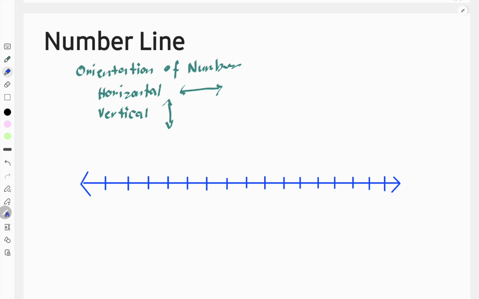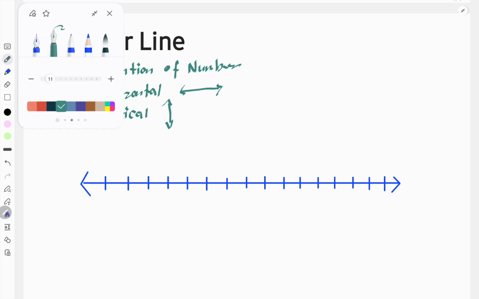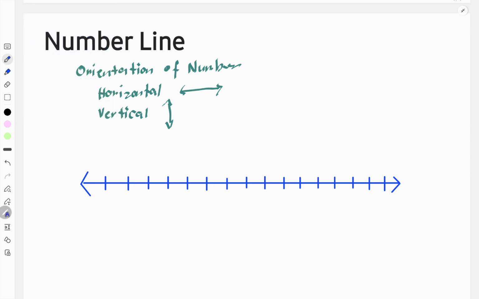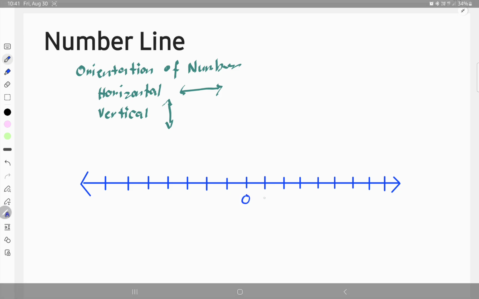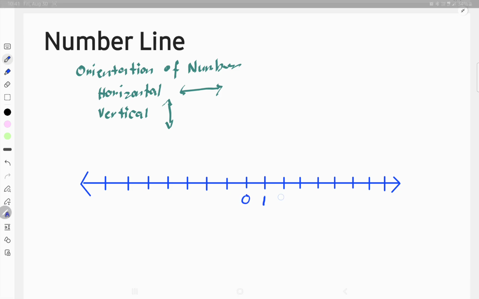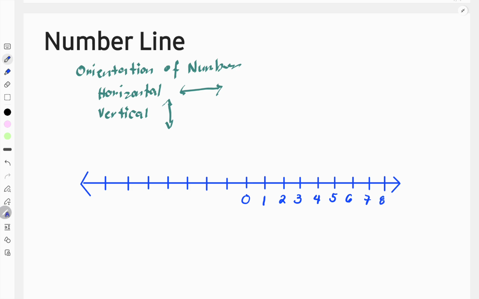So this is a number line. Now, we have this one. You can put this anywhere. You can say 0 could be the center, but I could say 0 is the starting point. So this is now 0. And going to the right of 0 are positive. So it will be increasing. So 1, 2, 3, 4, 5, 6, 7, and 8.